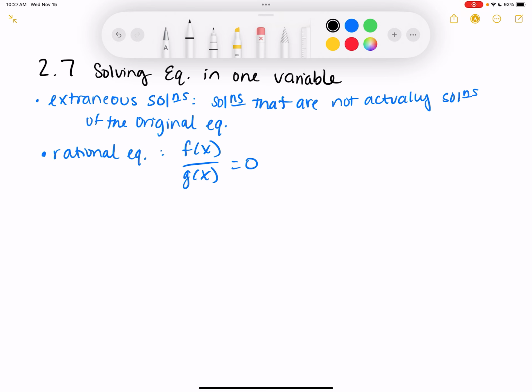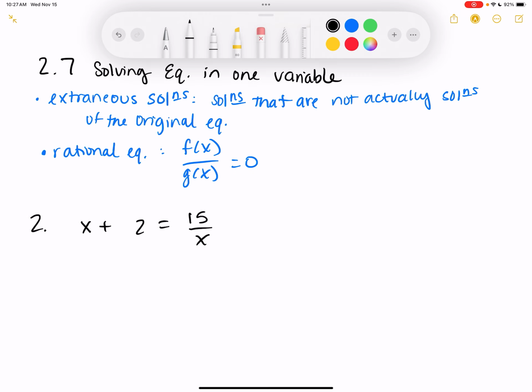So, x plus 2 is equal to 15 divided by x. And so I'm trying to solve this. So I'm going to multiply by x to try to get rid of the fractions. So I'm going to multiply the entire thing by x. So that gives me x squared plus 2x is equal to 15.